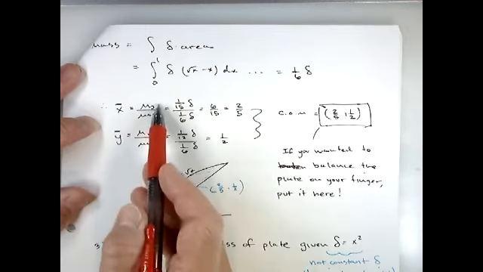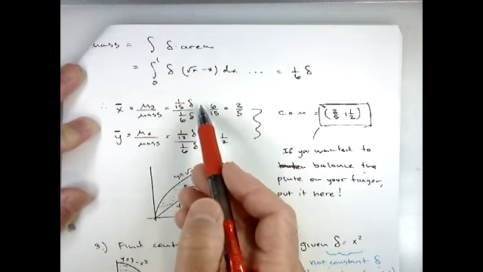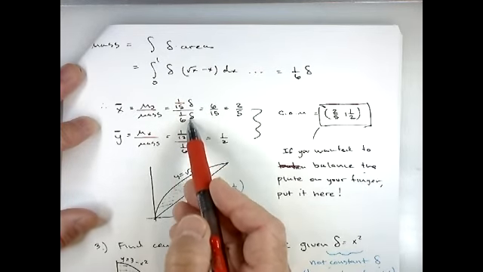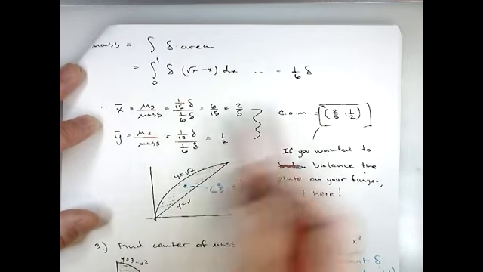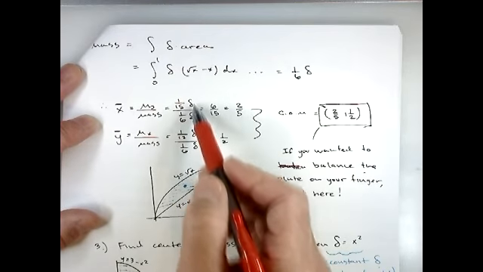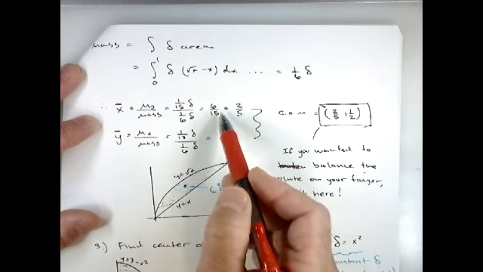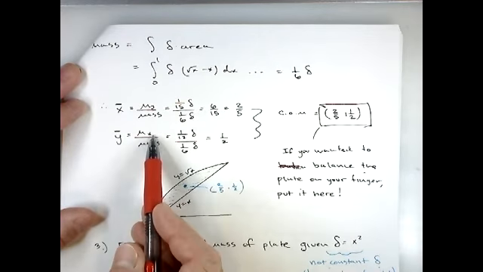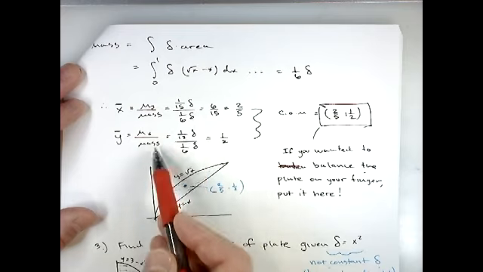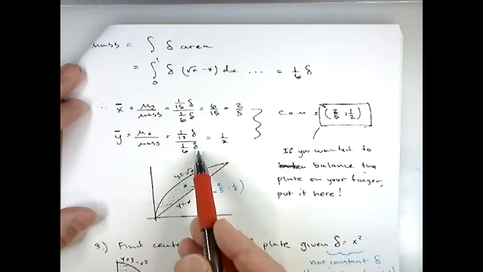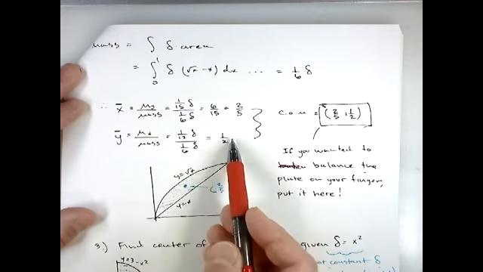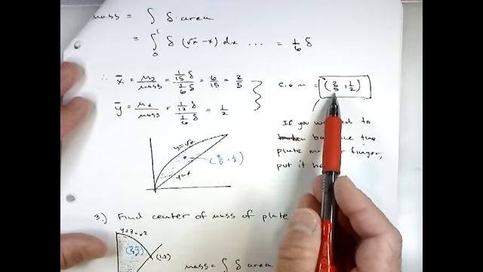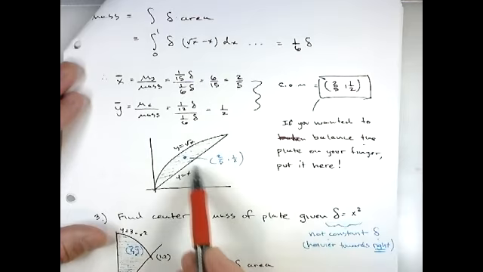X bar is moment about the y-axis divided by mass. 1/15 delta divided by 1/6 delta. The deltas cancel, right? And that's right. But I still like people to put it there, so you realize it should be there. And those cancel, and I get 6/15 or 2/5. Y bar is moment about the x-axis divided by mass. 1/12 delta divided by 1/6 delta gives me 1/2. And so my center of mass, as a coordinate, would be 2/5, 1/2.